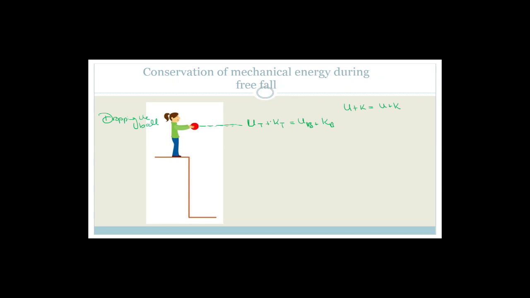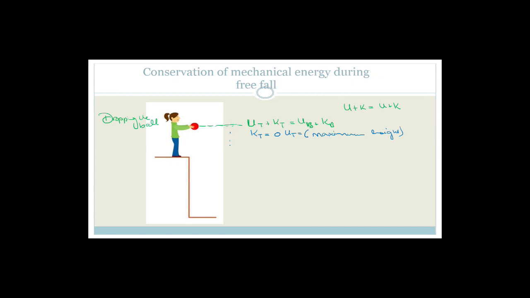Okay, but what you need to realize is what's happening at the top here. Because this object is stationary, what is the kinetic energy? The kinetic energy at the top is going to be zero because the ball is stationary, but the U at the top is going to be at its maximum. Why? Because it's at its maximum height. So therefore, the potential energy is at its maximum.